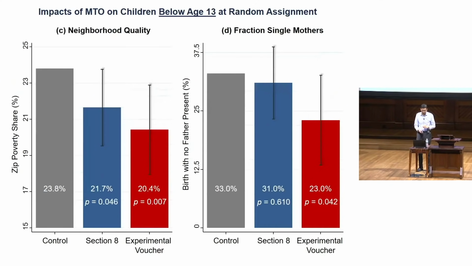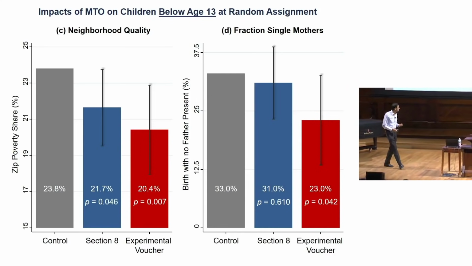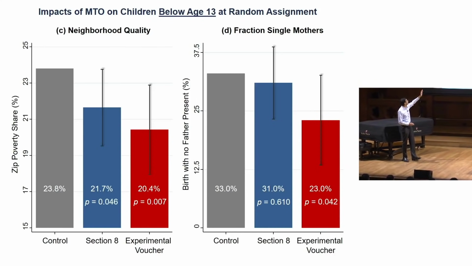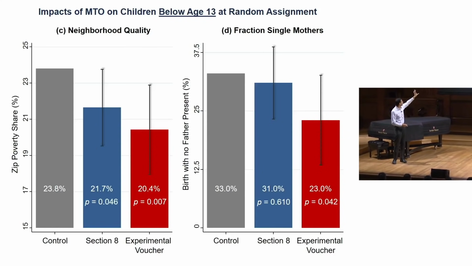Let me show you a couple other outcomes. So you can look at other things beyond earnings and college attendance. On the left bar chart here, we're looking at the neighborhoods in which the kids themselves live as adults. So this is a measure of the poverty rate in the zip code where the kids who were involved in this experiment are living in adulthood. And you can see that the kids who were in the experimental group are living in lower poverty neighborhoods themselves when they're adults. Why is that useful to note?